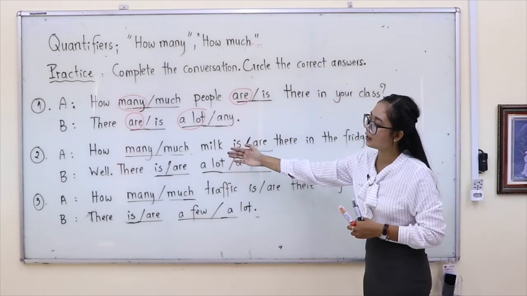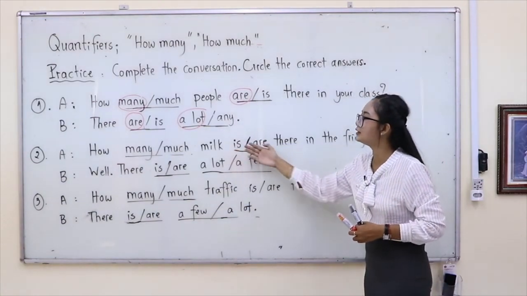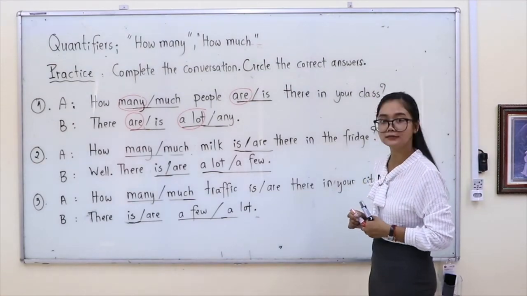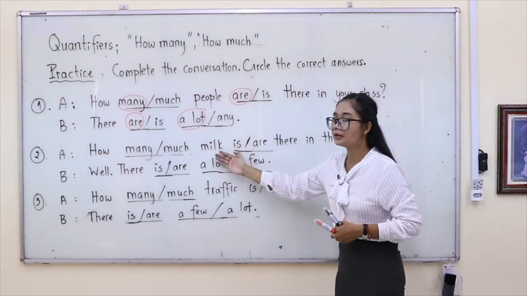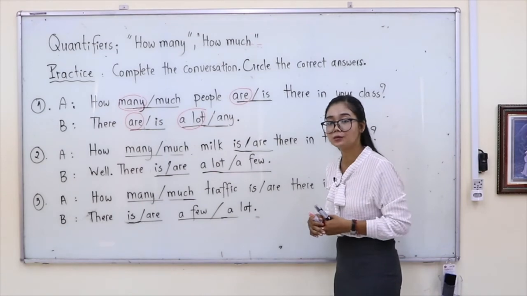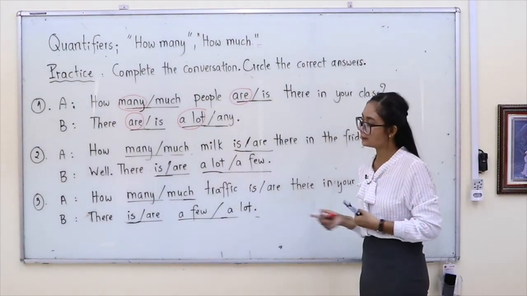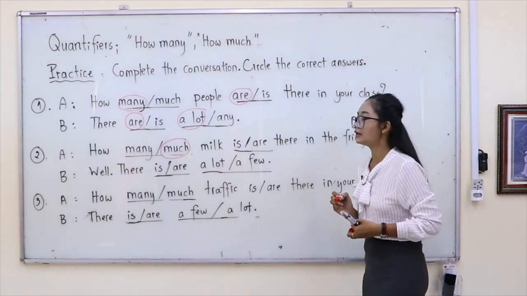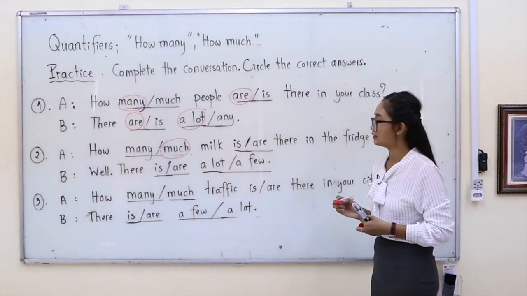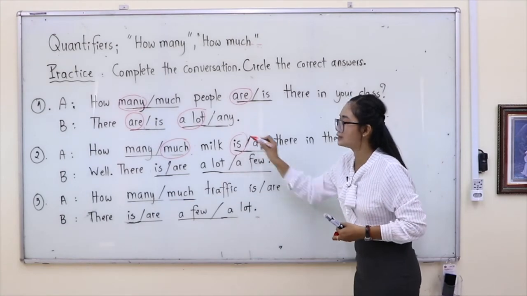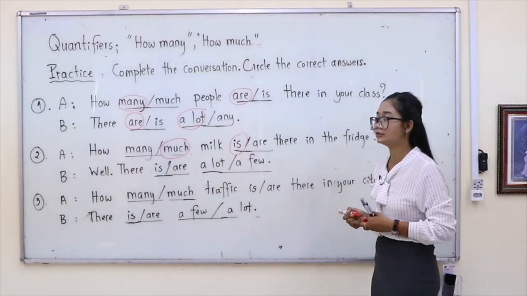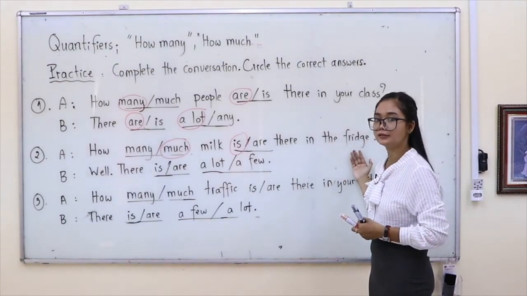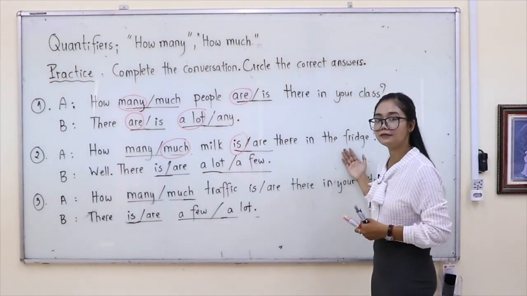We have how many or how much meal is or are there in the fridge? So what is the answer? We got the noun meal. Meal is the uncountable noun, so we use it with how much. So how much meal is or are? All right, we use the verb to be is. Is there, because it is an uncountable noun. How much meal is there in the fridge?